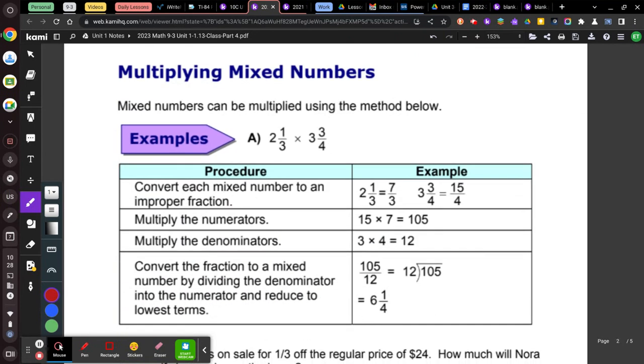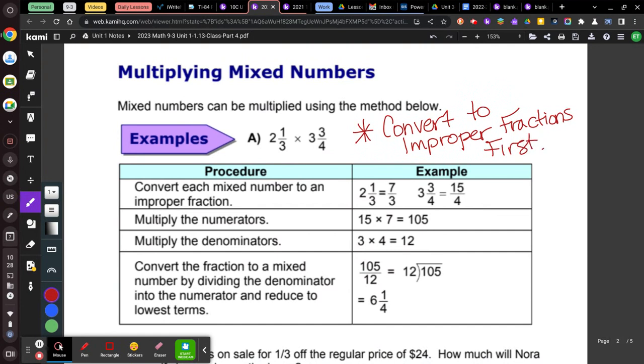Okay, turn your page, please. If it's a mixed number, what is the first thing you need to do? You need to convert them to improper fractions. So always convert to improper fractions first. Okay, make sure you're writing these little hints down, guys. So we're always going to convert to improper fractions first.